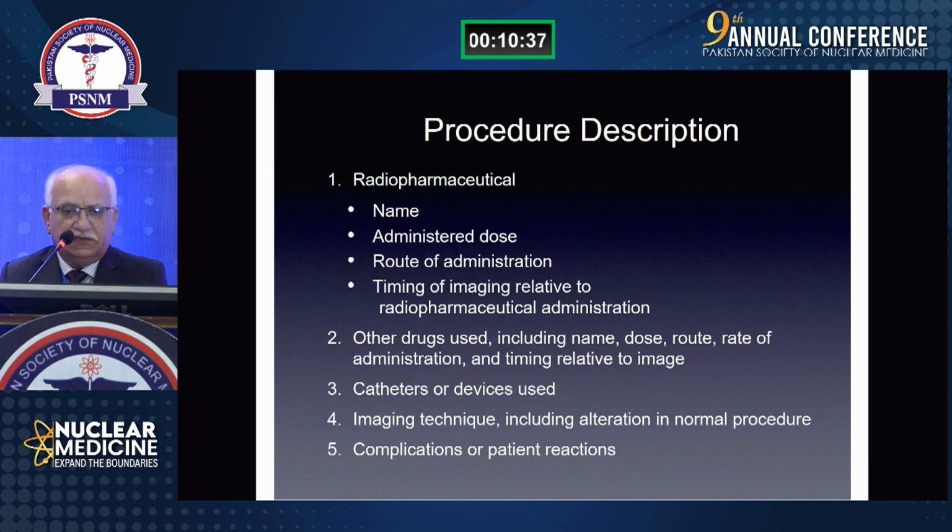Then we have to describe the procedure. We have to name the radiopharmaceutical, the dose which we have administered, route of administration, timing of imaging relative to the radiopharmaceutical administration. Any other drugs which we have used, such as intervention, Lasix or anything, we have to mention it. Any other catheter or device we have used, or imaging technique, including alteration in the normal procedure which we do.